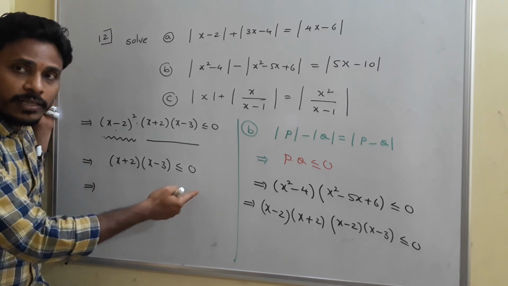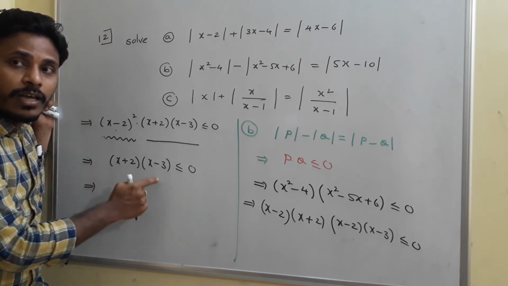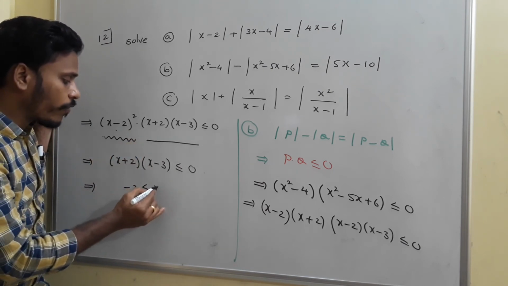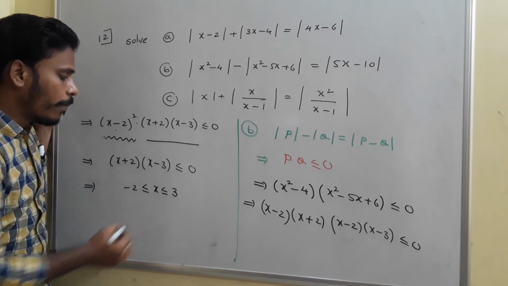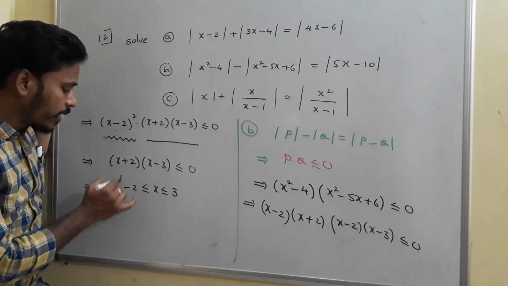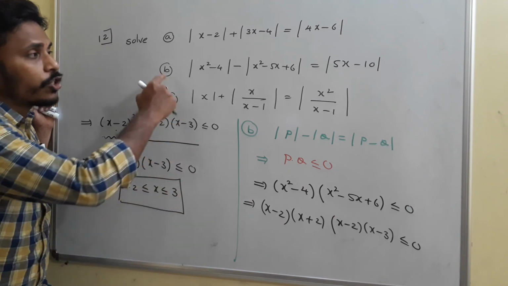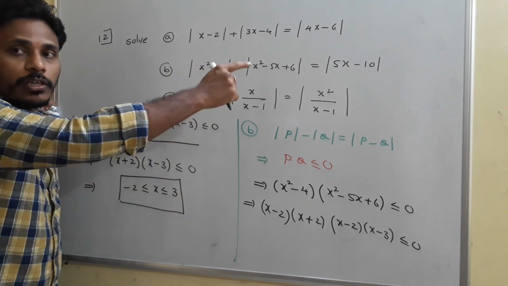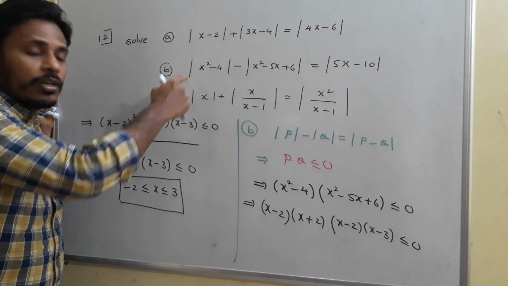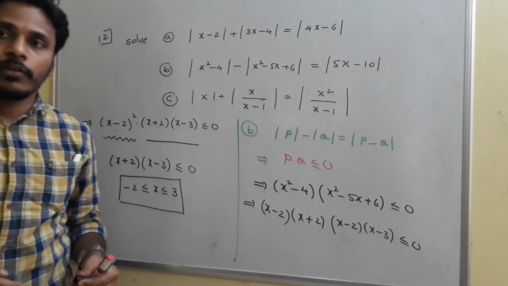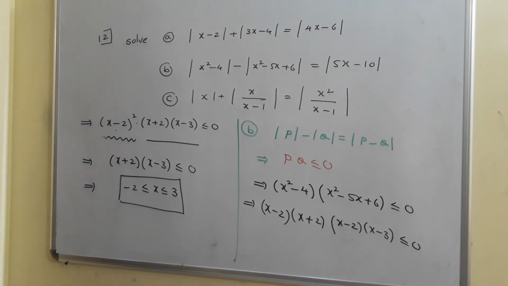Since this product (x + 2)(x − 3) is less than or equal to 0, the roots are −2 and 3. Since we have the less than or equal to sign, the values of x are clearly in between −2 and 3. Every value in between −2 and 3 for sure satisfies this equation, and the solution of this modulus equation is the values of x in between −2 and 3. Okay, just have a look.